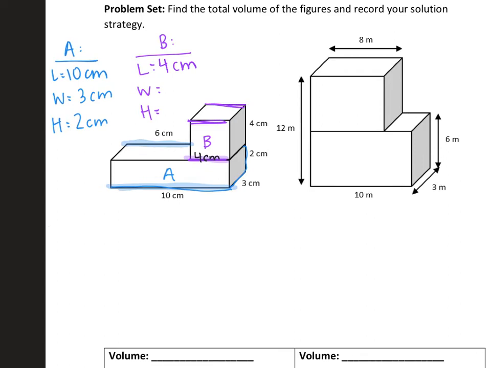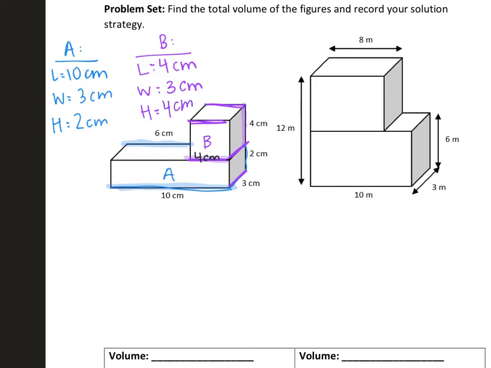Then I'm going to say, okay, the width. Now, again, I don't see a width given to me right here, but I do see that down here is 3 centimeters, and I can see that it's the same width. So the width is still going to be 3 centimeters. And then the height, how tall is it? All right, I can see that right here, it went ahead and gave it to me. It is 4 centimeters tall.